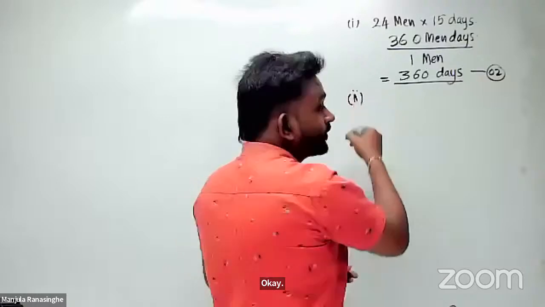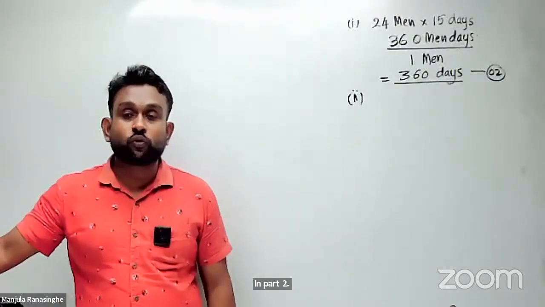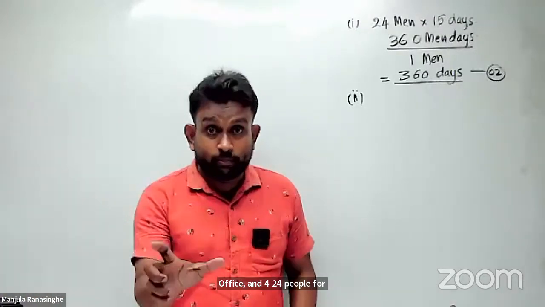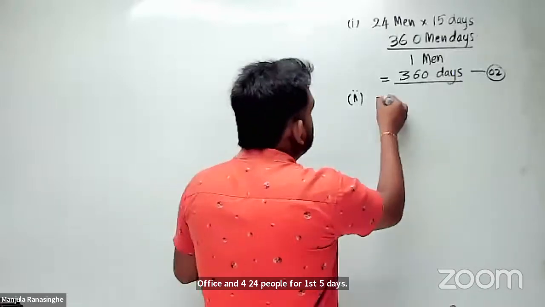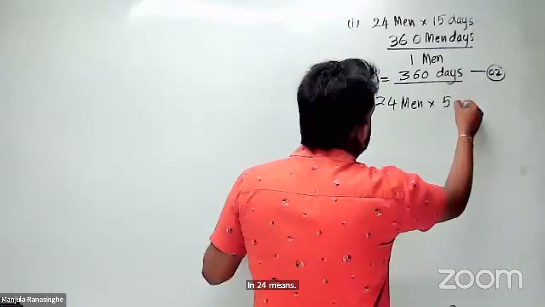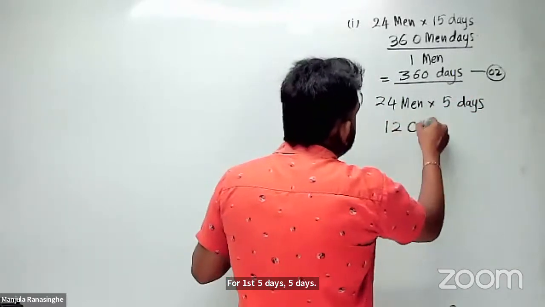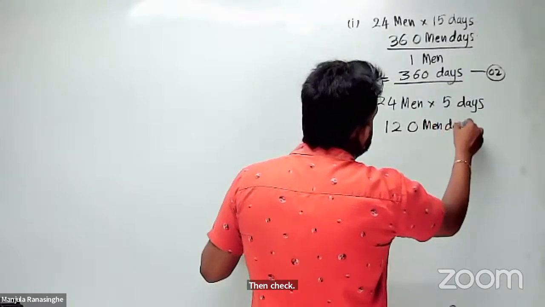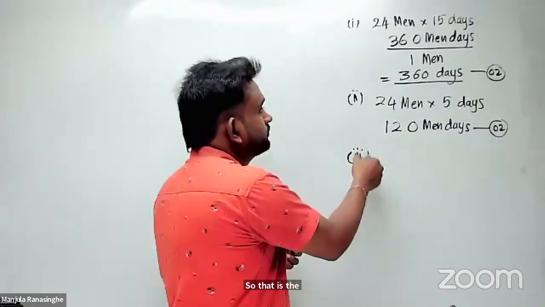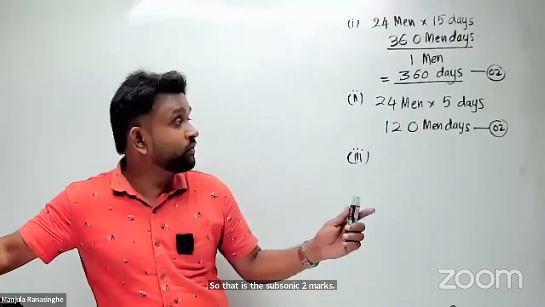Then part 2, calculate the amount of food sufficient for 24 people for the first 5 days. 24 people for the first 5 days. Then 24 man multiply with 5 days. Then check, 120 man-days. So that is the sufficient food, right? 2 marks. Okay, 24 people, 5 days.